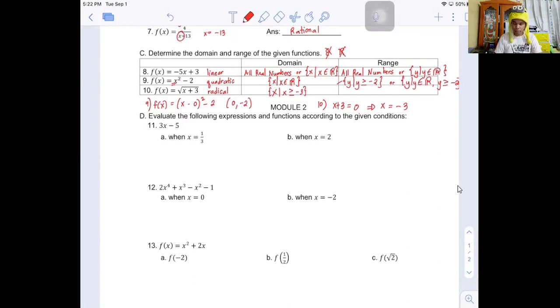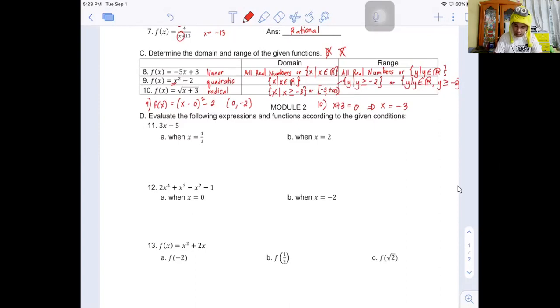And by the way, I noticed earlier that some of you wrote your domain and range in interval notation. That is also nice. So for example, for number 10, greater than or equal to negative 3 in interval notation is bracket, negative 3, comma, positive infinity, then close parenthesis. Why a bracket? Because negative 3 is included. If negative 3 were not included, you would just use a parenthesis. And for positive infinity, we always use a parenthesis, as well as for negative infinity.